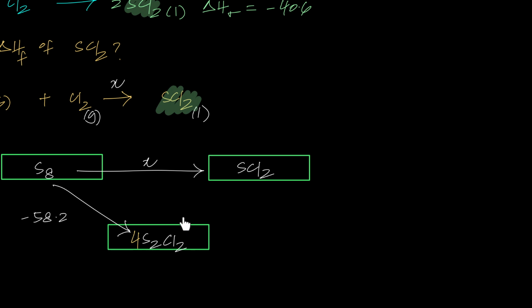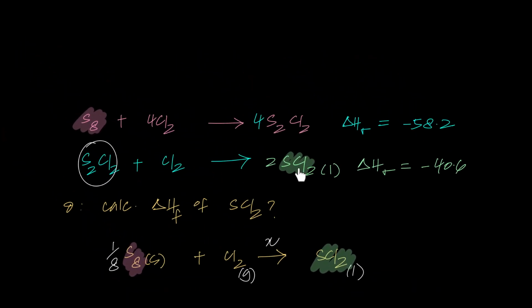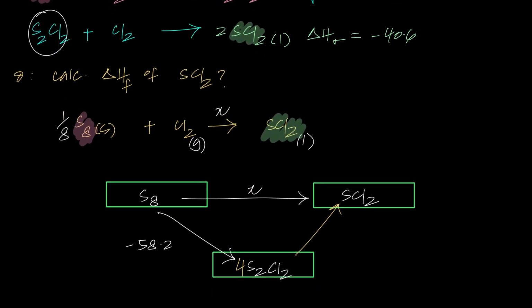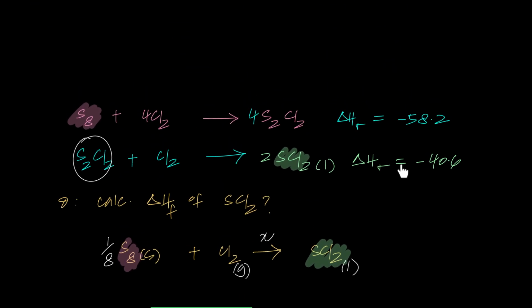Now, 4 moles of S2Cl2 will form how many moles of SCl2? S2Cl2 going into SCl2, what's this energy? This energy is minus 40.6, right? But please be very careful. This is minus 40.6, and this is the enthalpy change of reaction, so it's as per their molar coefficients, right? It means 1 mole of S2Cl2 will give you 2 moles of SCl2, and the enthalpy change for the reaction is minus 40.6. 1 mole gives me 2 moles.